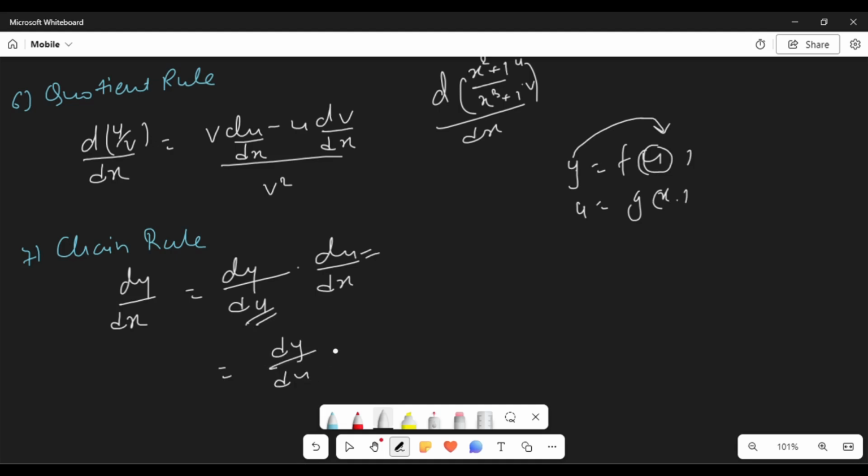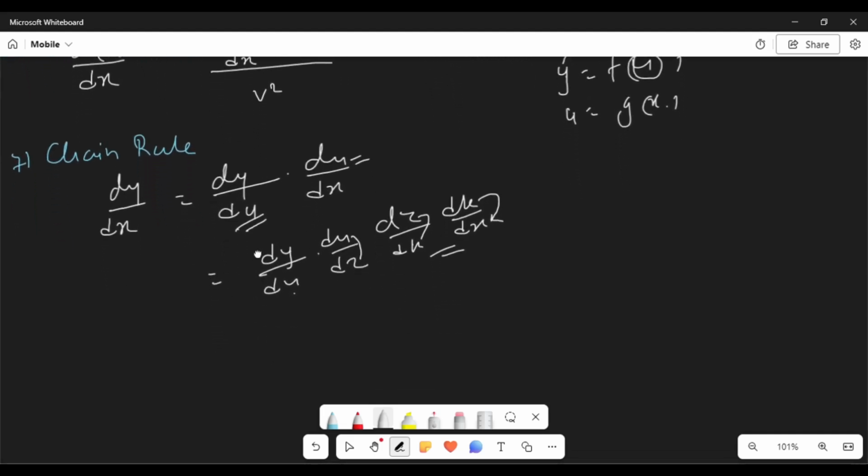Similarly, you can form as long a chain as you like. You can add dz, you can add dk here, dk by dx. As long as you understand that y is a function of u, u is a function of z, z is a function of k, and k is a function of x, only then is the chain rule applicable. If not, you can't apply the chain rule. You have to understand that these are functions of each other. That's why you can apply the chain rule.